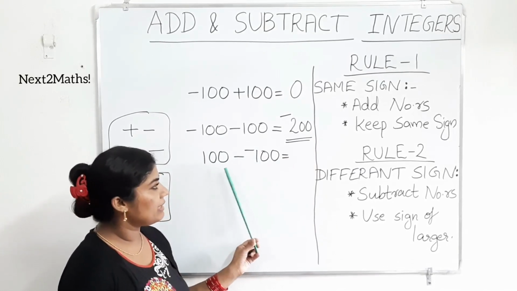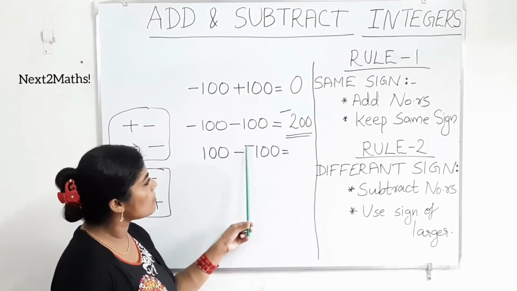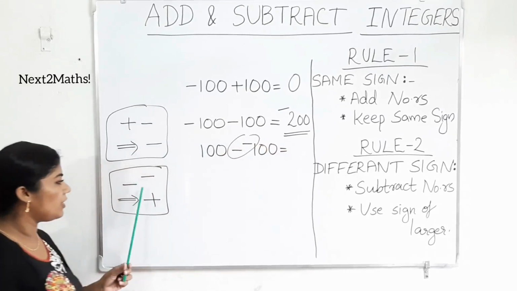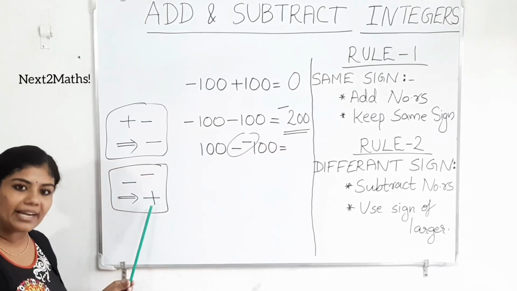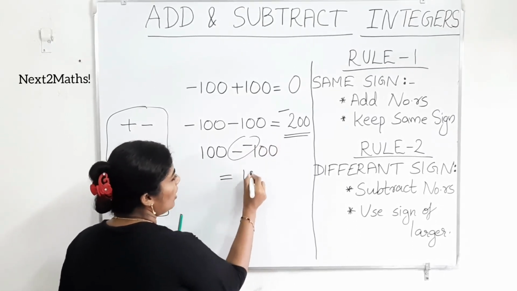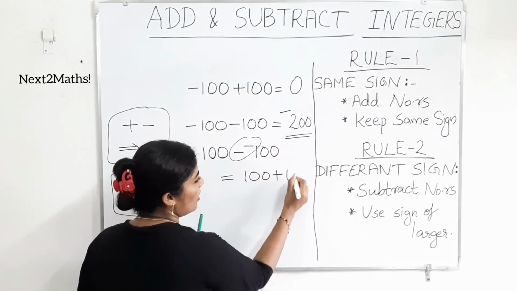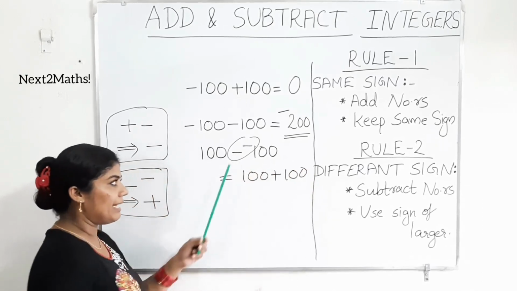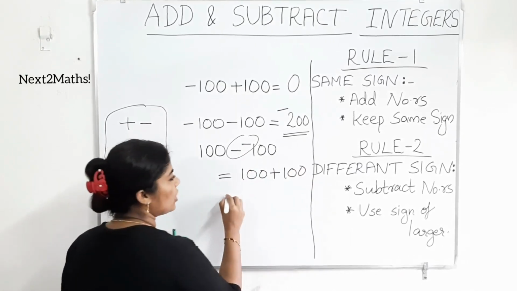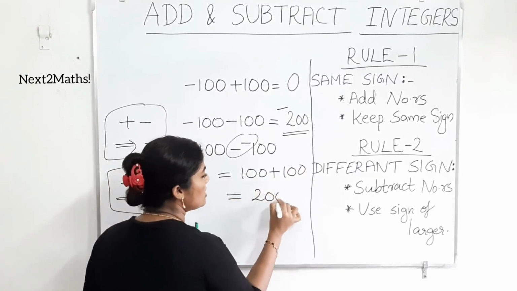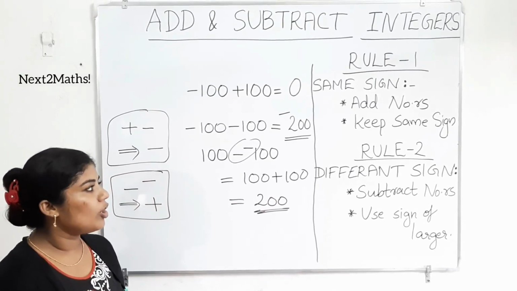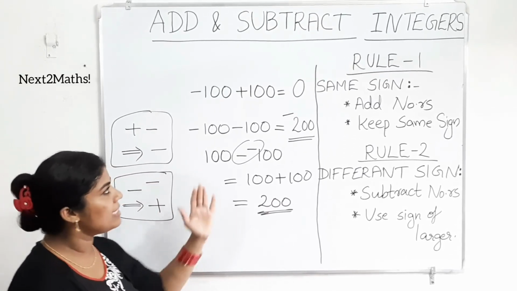And let's move to the third one. 100 minus minus 100. See, both negatives are coming like this. What will we do? We will switch that to addition. So this step you can switch to 100 plus 100. These two negatives switch to addition. So 100 plus 100 is 200. Understood? So I hope you all understood the examples and the rules.